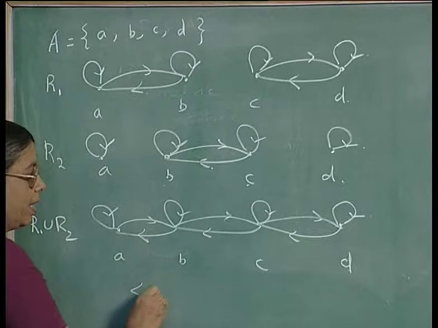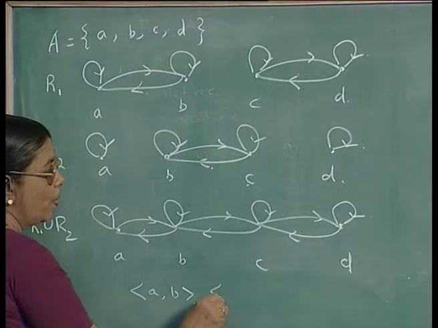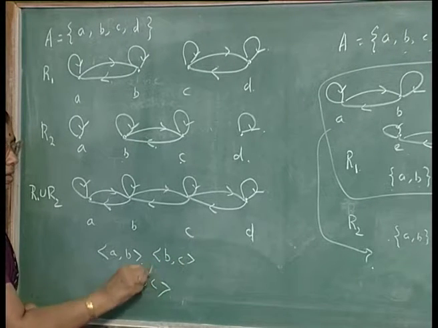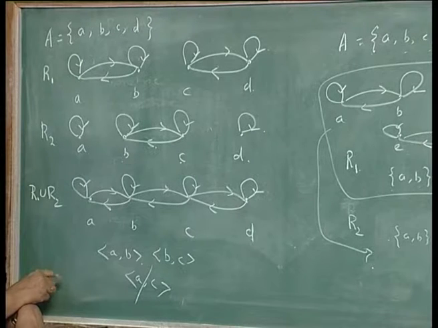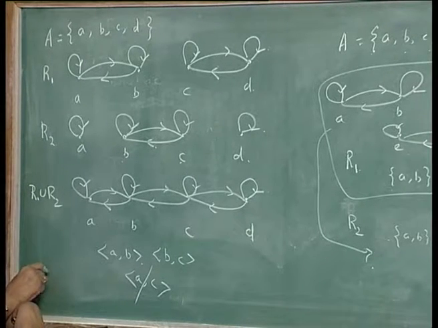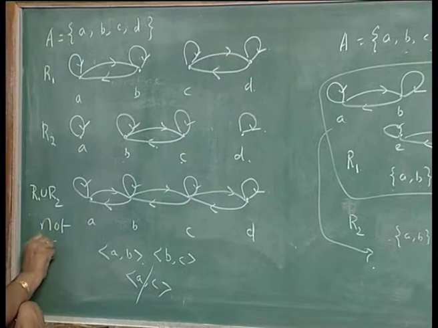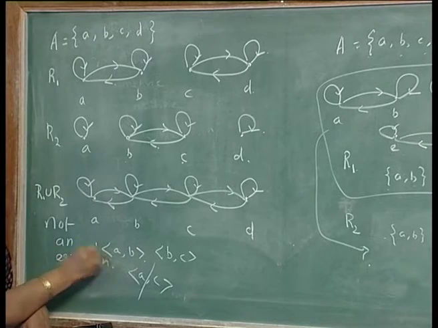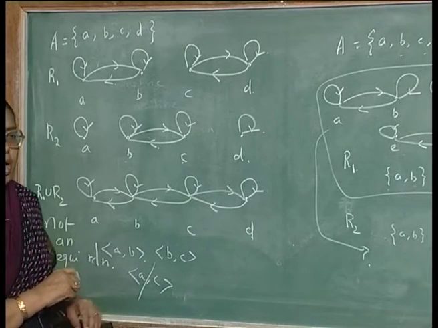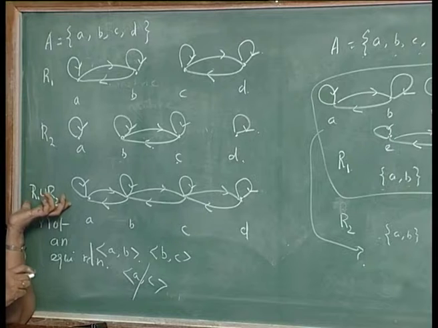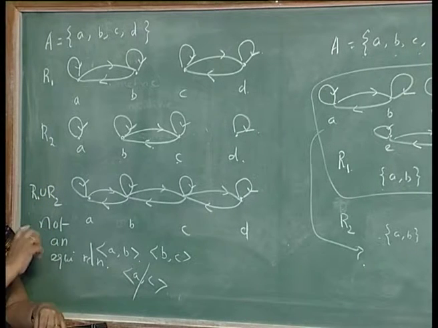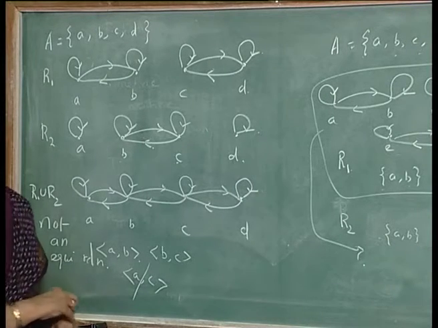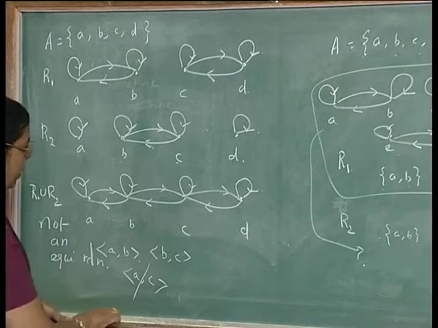That is, you have the ordered pair AB, you also have the ordered pair BC, but you do not have the ordered pair AC. So, this is not transitive. So, this is not an equivalence relation. But if you take the transitive closure of that, that will be an equivalence relation. Only the transitive property gets affected. So, if you take the transitive closure, you will get an equivalence relation.